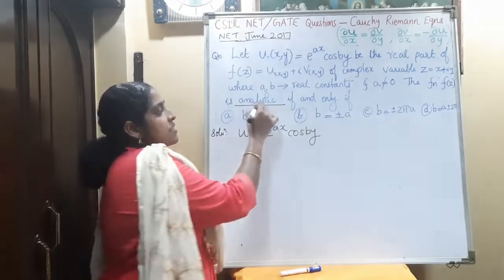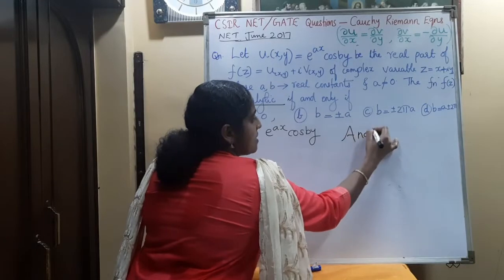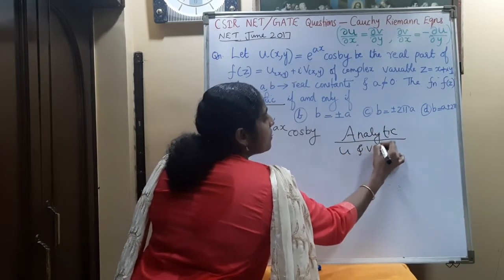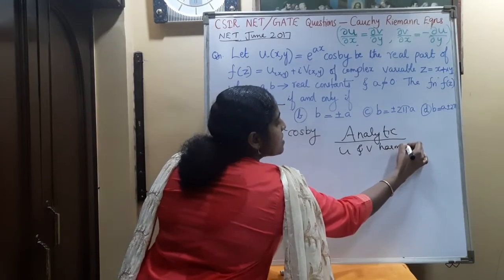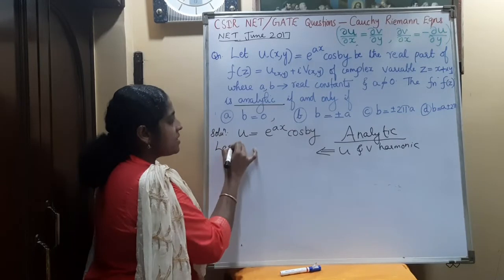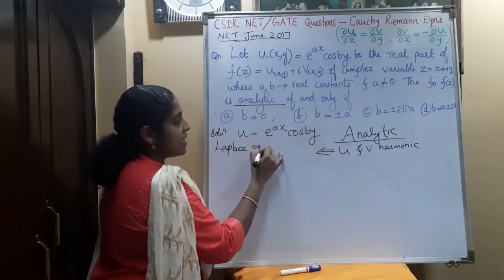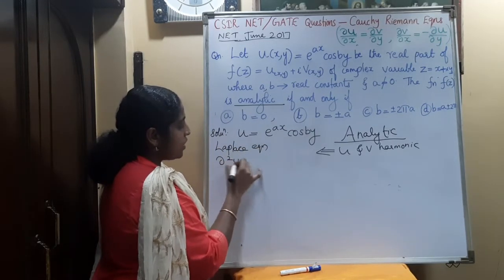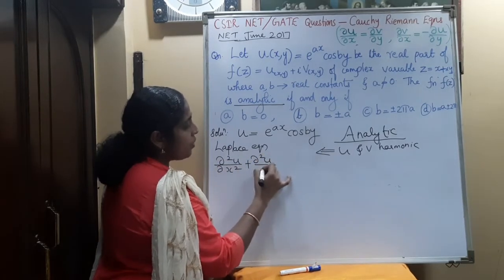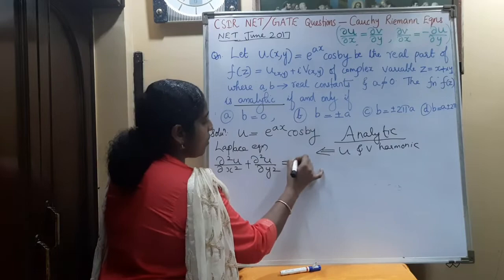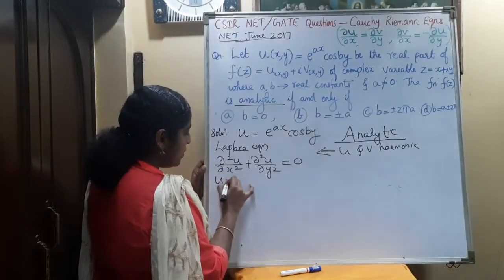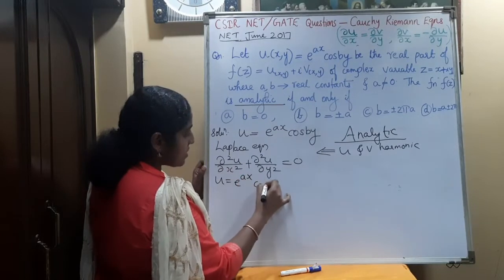Since the function is analytic, that means u and v are harmonic functions. If u and v are harmonic functions, that means they obey the Laplace equation. What is the Laplace equation? ∂²u/∂x² plus ∂²u/∂y² is equal to 0. Here u is equal to e raised to ax cos by.